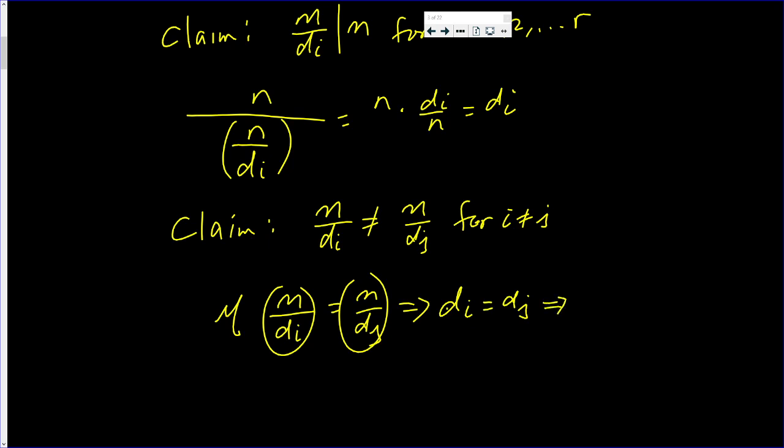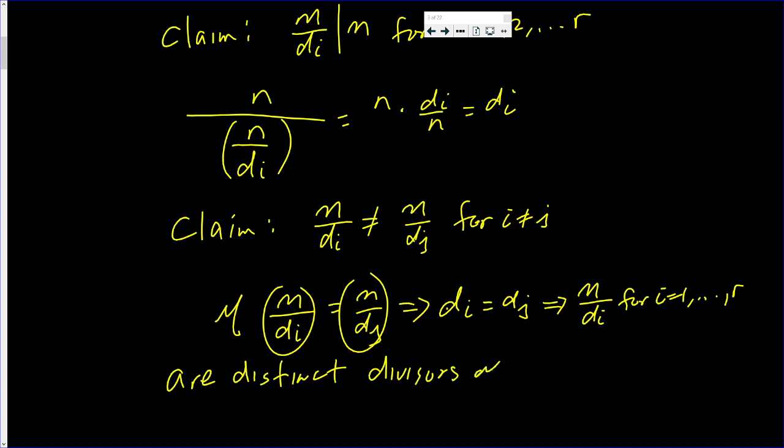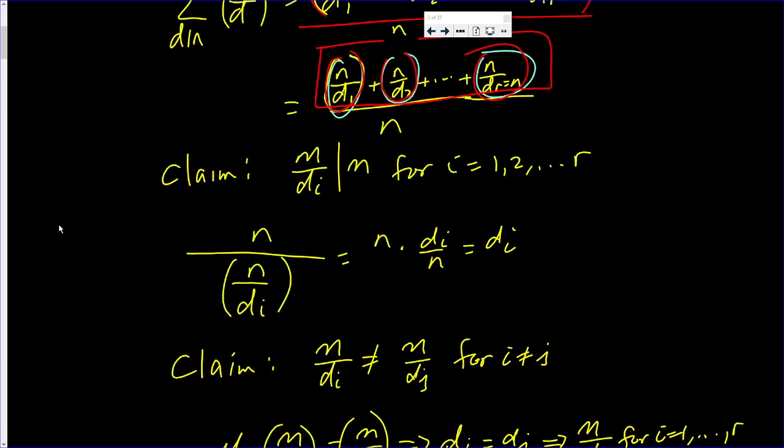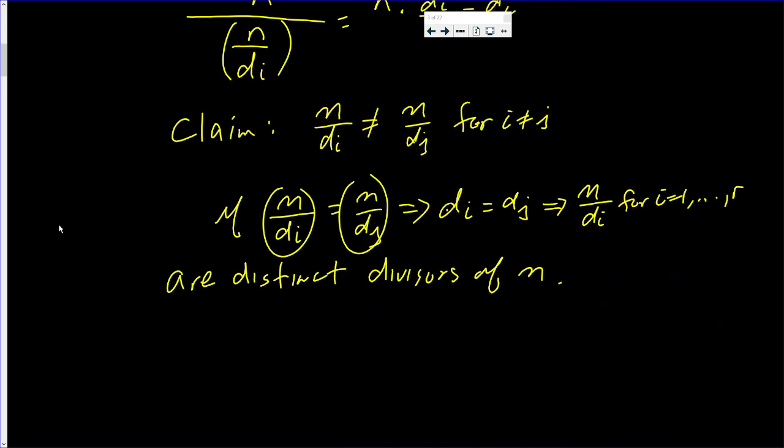Which implies that n over d sub i for i equal 1 to r are distinct divisors of n. Okay, they are distinct divisors of n.